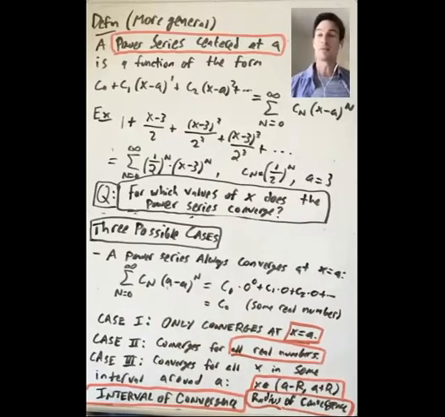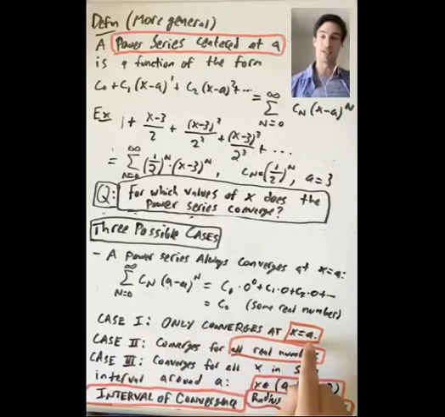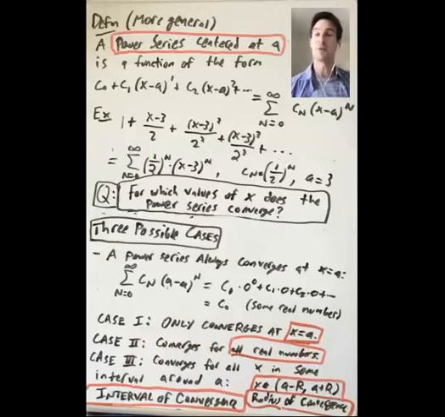So what are these 3 possible cases? Case 1 is that your power series converges at x equals a. That's always true. But maybe it only converges at x equals a. And if you put in any other real number for x, you get a series that diverges. Another case is that your series converges for all real numbers. That no matter what real number you put in for x, you get a series that converges. And the third case is in between those two. It's that your series converges for all x in some interval around a.